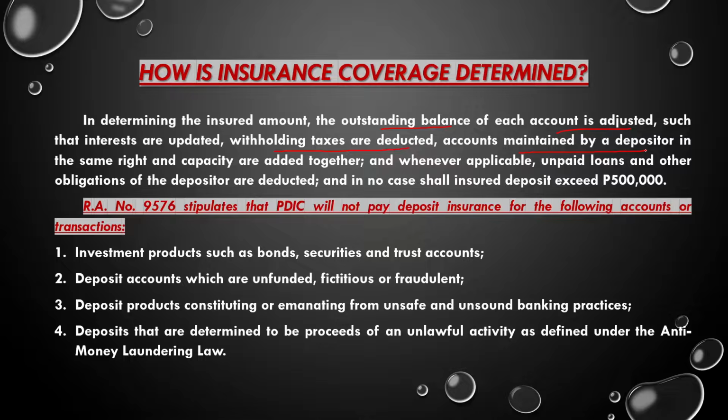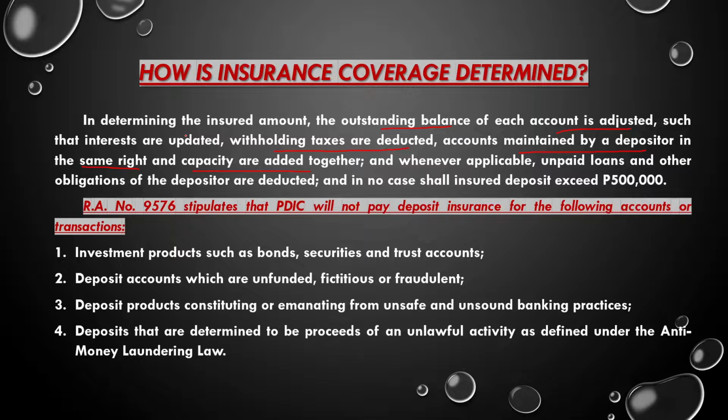So what do we mean by accounts maintained by a depositor in the same right and capacity? It means that if a depositor has multiple accounts in the same bank, not every account is insured by PDIC because it will be added together. So for example, if you have four accounts with BPI and each account has 500,000 pesos, you have a total of 2 million pesos. So 500 in bank 1, so on and so forth.